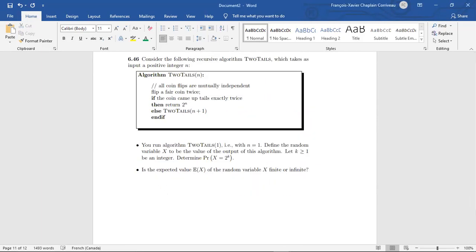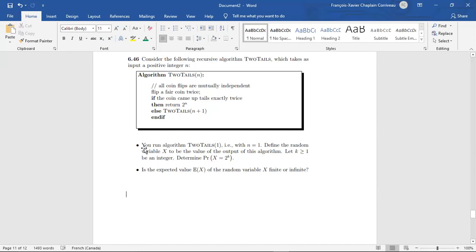I think this one is also a bit faster than what we've been dealing with. So consider the following recursive algorithm, which takes a positive integer n. So what do we do? All coin flips are mutually independent. We flip a coin twice. If the coin came up tails exactly twice, we return 2 to the n. Otherwise, we keep flipping.